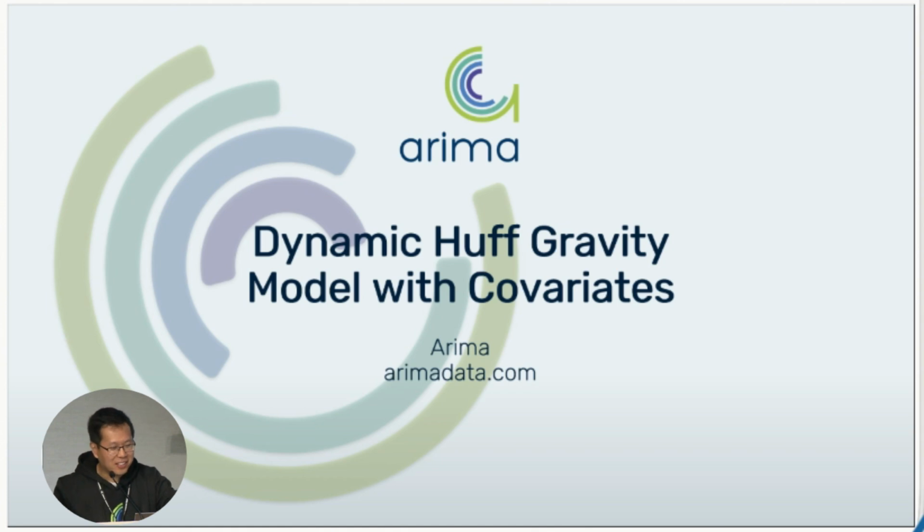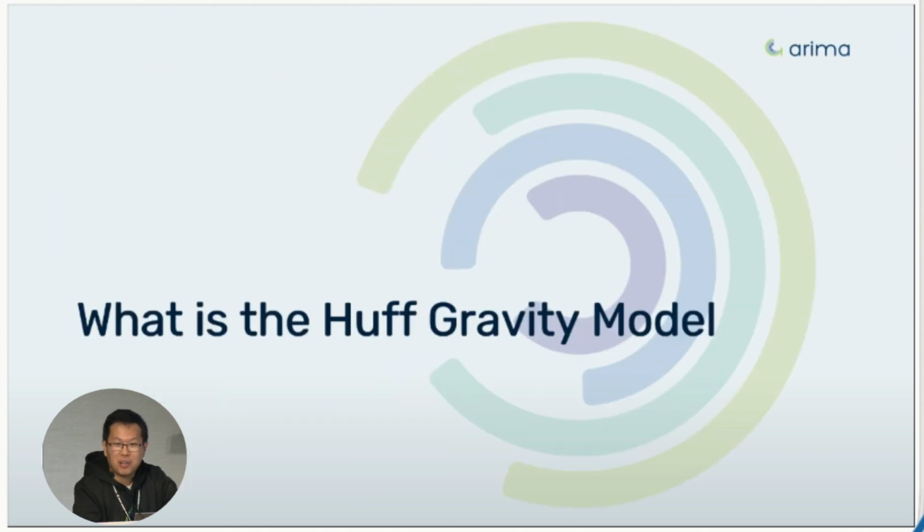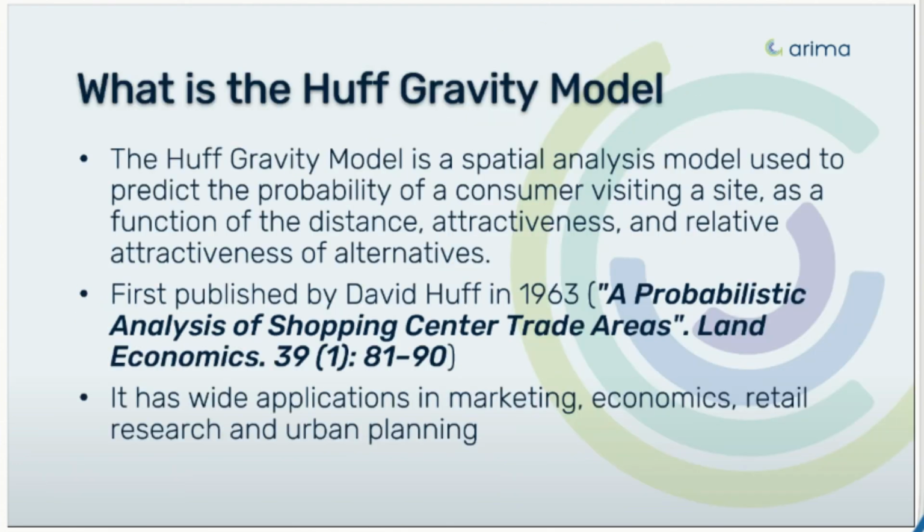All right, the dynamic Huff model with covariates. Let's start with chatting about what the Huff model is. The Huff model is a spatial analysis model used in predicting the probability of somebody visiting a specific location. Somebody could be a consumer, could be a visitor, could be anybody visiting a store, a location, a national park, some scenery, an office building, whatever it is.